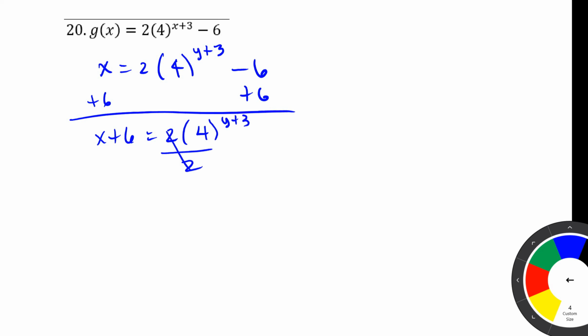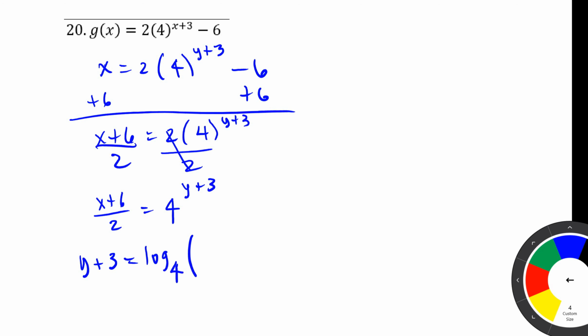And then I want to divide away the 2. This way, that 4 to the y plus 3 is by itself. So now I have x plus 6 over 2 equals 4 to the y plus 3. Once the exponential piece is by itself, I can now rewrite this as a logarithm. Remember, logarithms are always equal to the exponent, so the exponent in this case is y plus 3. It's a base of 4, and then we're evaluating whatever the exponent was equal to, x plus 6 over 2.